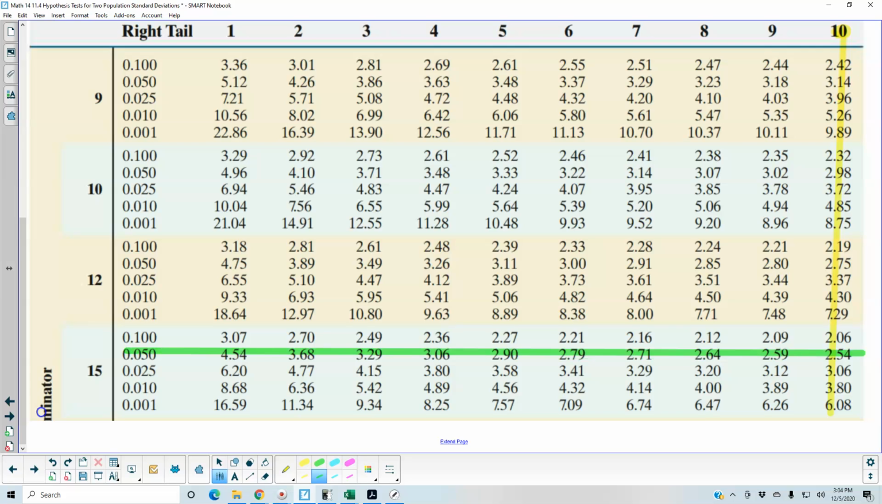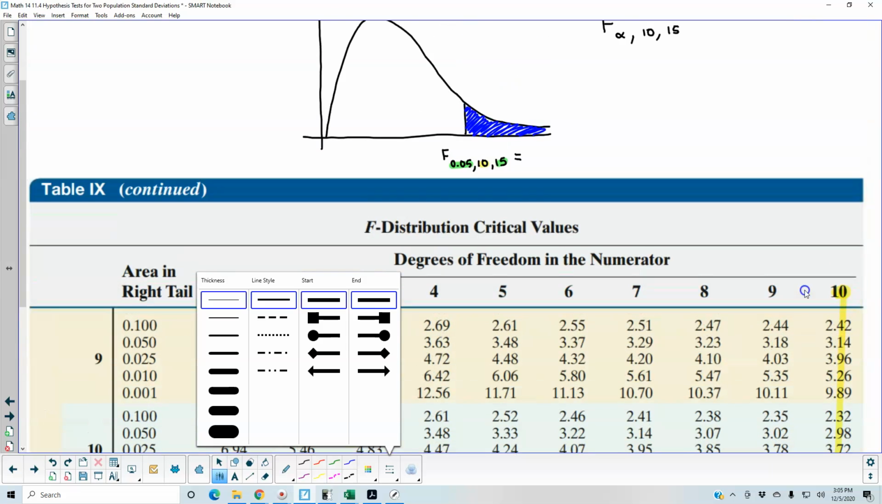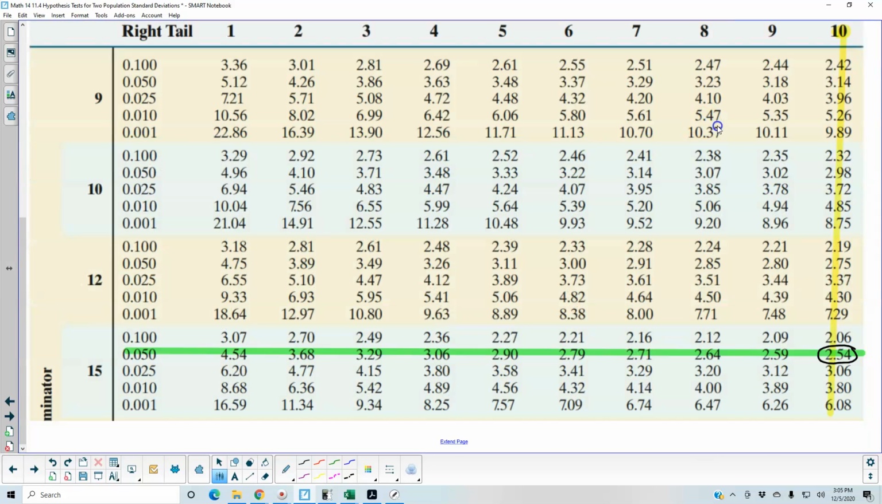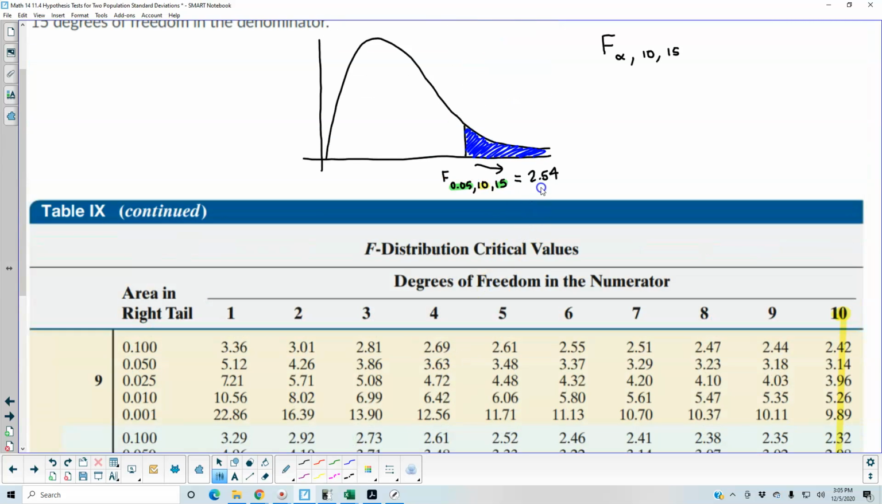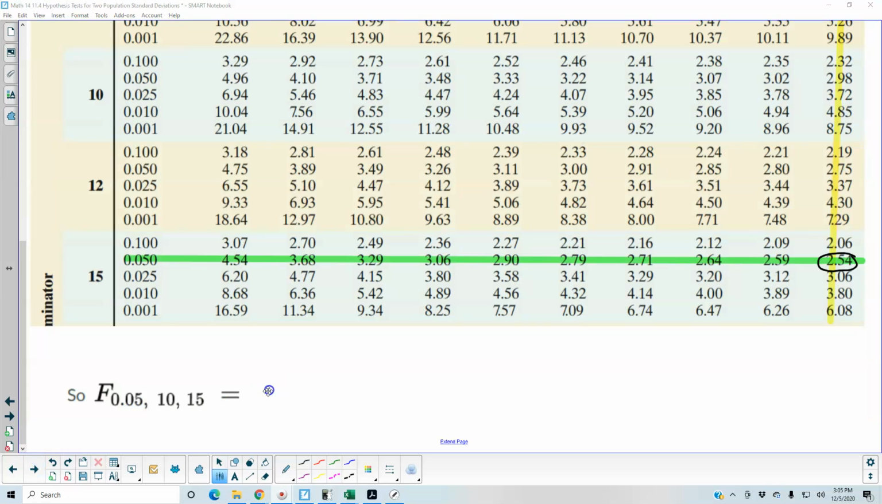and then we're going to go all the way across. And then we should end up with a critical value of 2.54. So therefore our critical value right here is going to be 2.54. And therefore our answer is 2.54 for our critical value. So there's our result.